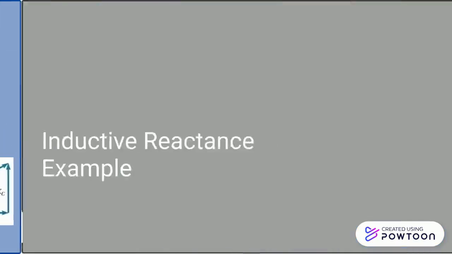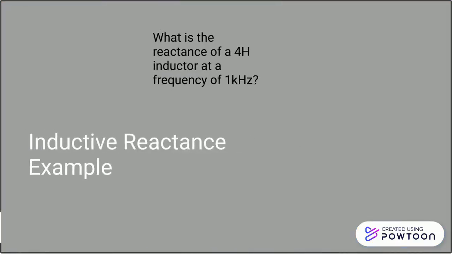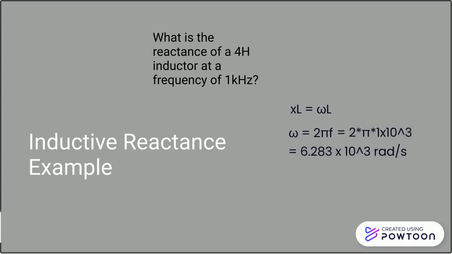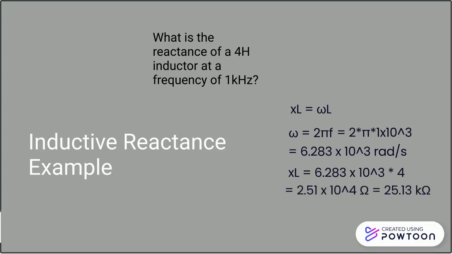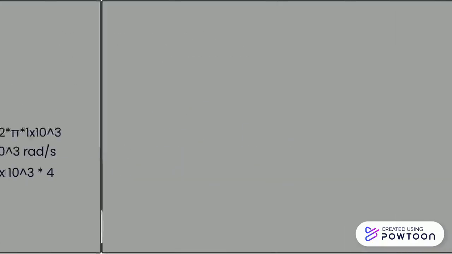Let's solve a few examples and apply the concepts we've just learned. Given in this question about inductive reactance is the inductance and the frequency. We know XL equals omega L, we have L and need omega. We know omega equals 2 pi f, which gives 6.283 times 10 to the power of 3 radians per second. We can now find the inductive reactance. XL equals omega L, or 6.283 times 10 to the power of 3 radians per second, times 4 henry, equals 2.51 times 10 to the power of 4 ohms, or 25.13 kilo ohms.